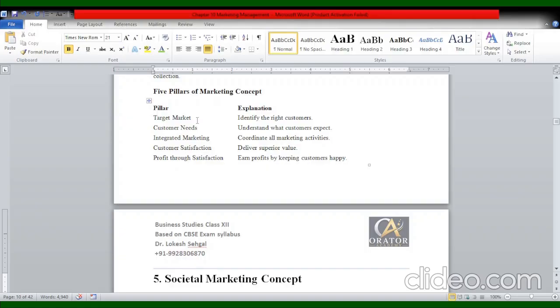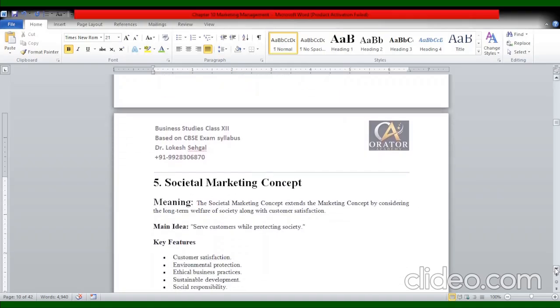Customer satisfaction means delivering superior value, because a customer is delighted and satisfied only when you deliver them superior value. And profit through satisfaction: if the customer is satisfied, then your profit will be earned and will increase. So it is earning profit by keeping the customer happy. In this way, your explanation of the five pillars will help you make the marketing concept better.